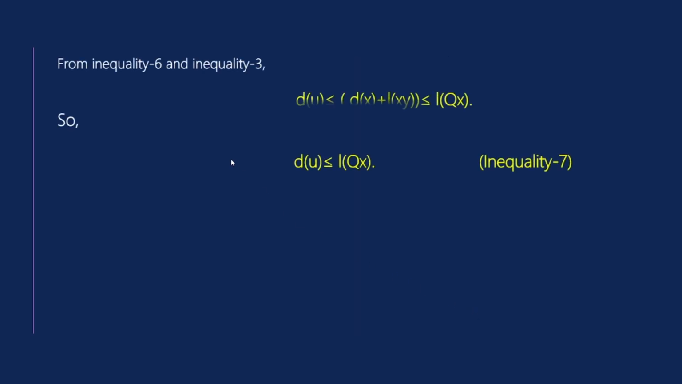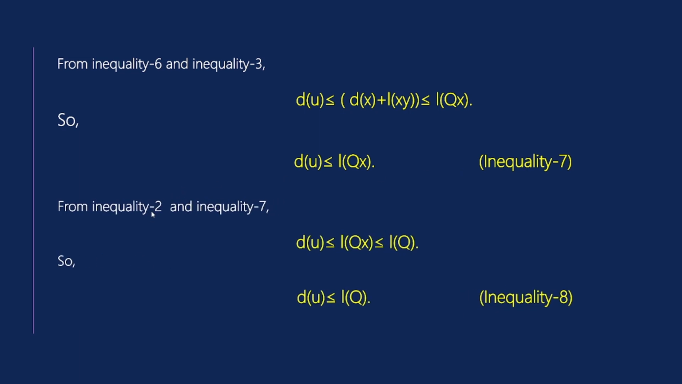From inequality 6 and inequality 3, combining both, we find d of u is less than or equal to the length of Qx. This is our inequality 7. From inequality 2 and inequality 7, we get that d of u is less than or equal to the length of Q. This is our inequality number 8.